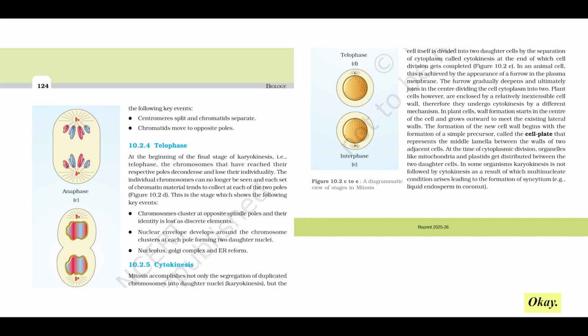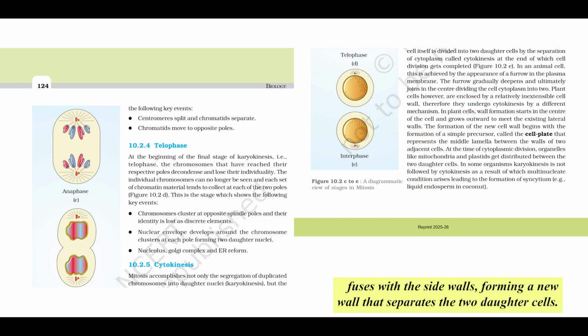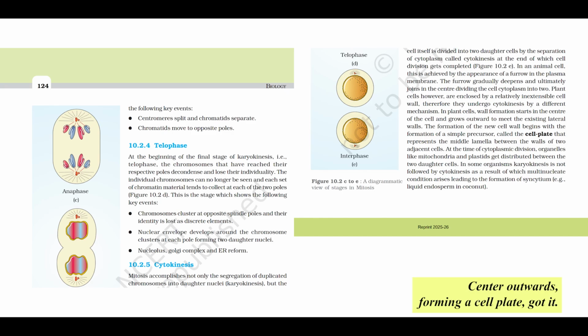Okay. And plants, they have that wall, right? Exactly. Plant cells have a rigid cell wall, so they can't pinch. They use a different mechanism. In plant cells, wall formation starts in the center of the cell and grows outward towards the existing side walls. Inside out. How? It begins with the formation of a precursor called the cell plate. This forms in the middle. This cell plate grows outwards and eventually fuses with the side walls, forming a new wall that separates the two daughter cells. This cell plate represents the middle lamella, the layer between the two new cells. Center outwards, forming a cell plate.